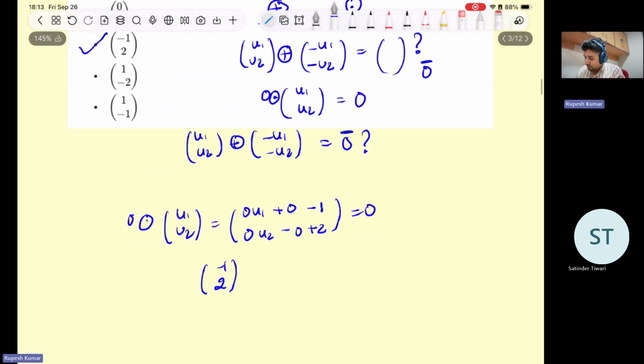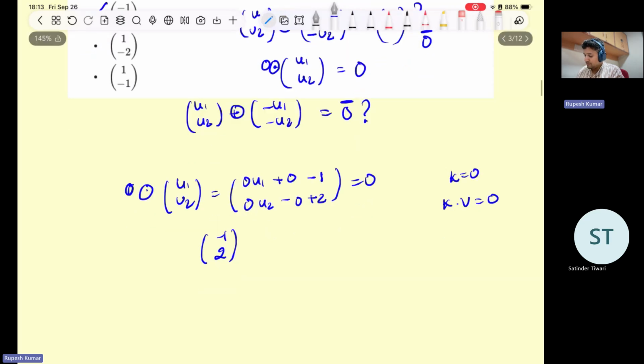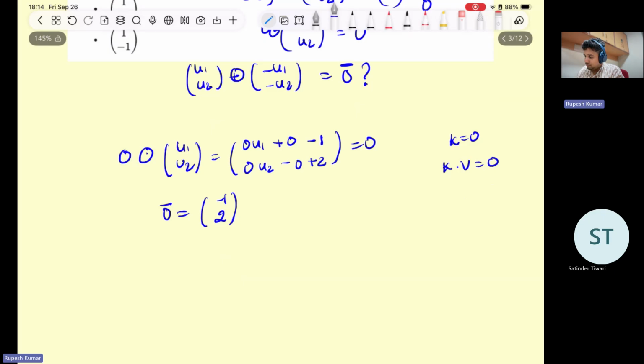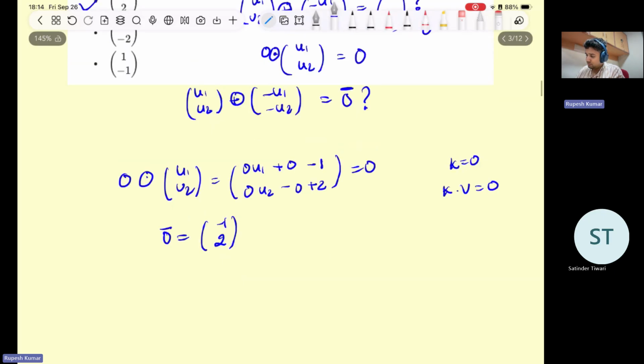But if we are doing scalar vector product, then we all know that if you take the scalar 0 and multiply a vector with that scalar, you will get 0, right? So this 0 is known. This 0 is known. So you can do this. And then when you do this, you see that the 0 vector is essentially minus 1 comma 2. Now let's try to put it there and see what happens.